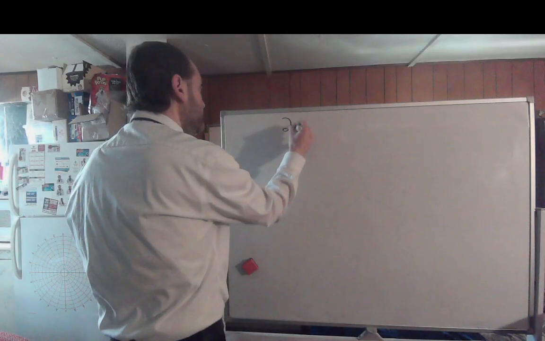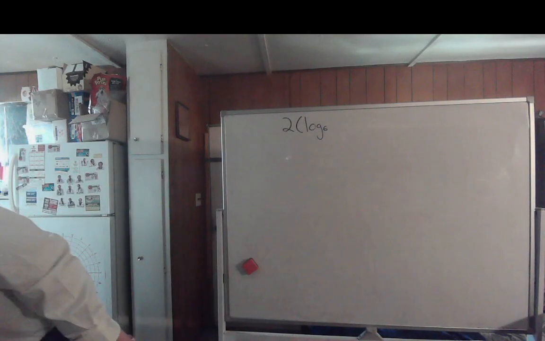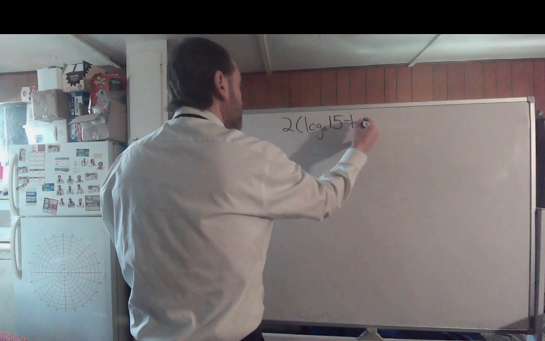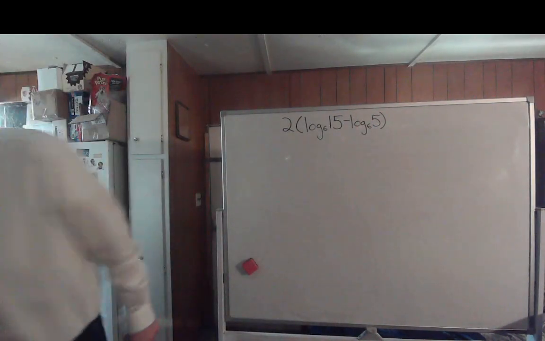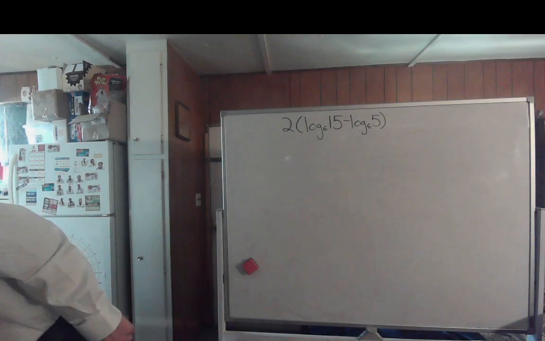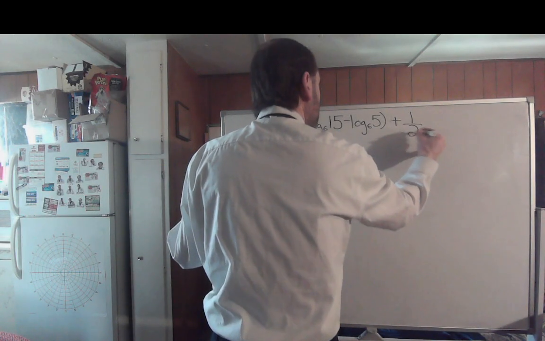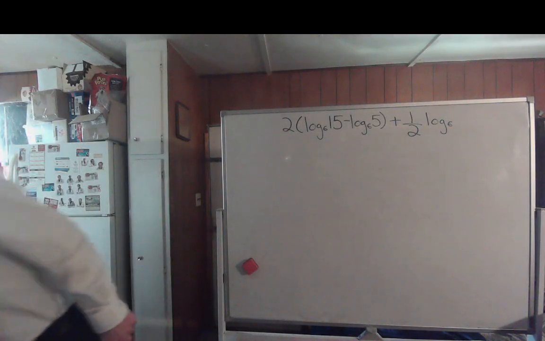I got two more. Alright, let's see. 2 times log base 6 of 15 minus log base 6 of 5. We have all that, plus 1/2 of log base 6 of 1/25.